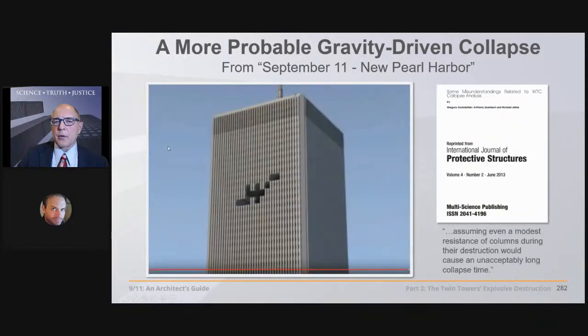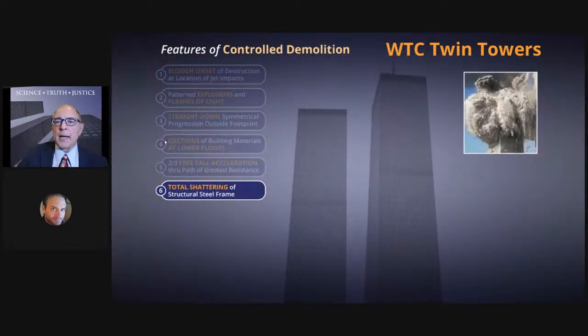But they do, of course, and this is another reason why yet another peer-reviewed paper was submitted, and this time published by Zudolinski, Zambodi, and Johns. Some misunderstandings, to put it lightly, related to the World Trade Center collapses. Yeah, this one was published, so I encourage you to read that. And so we have a problem here. What is it? The total shattering of the structural steel frame.